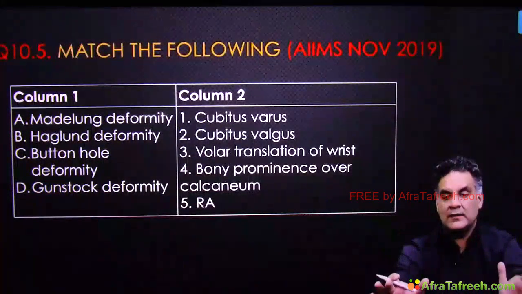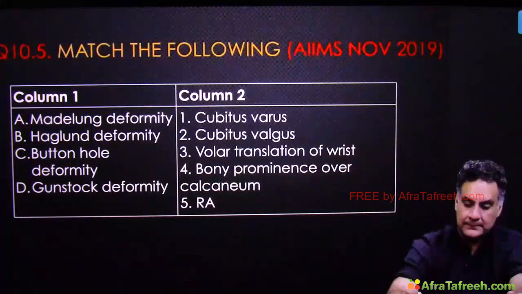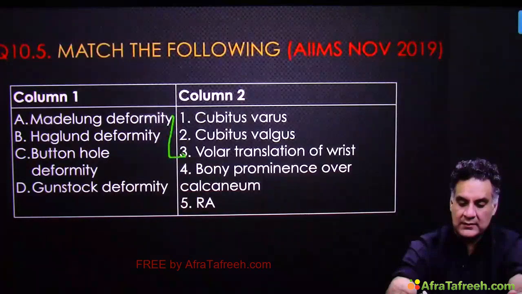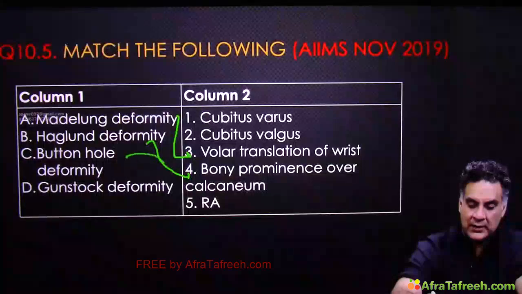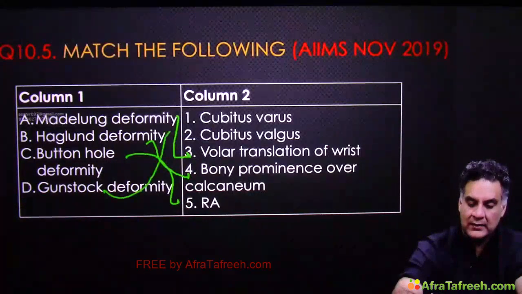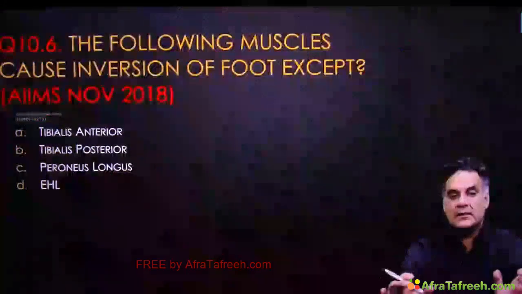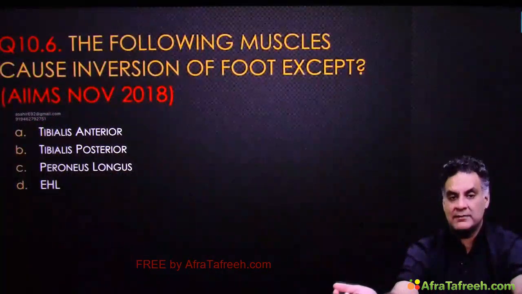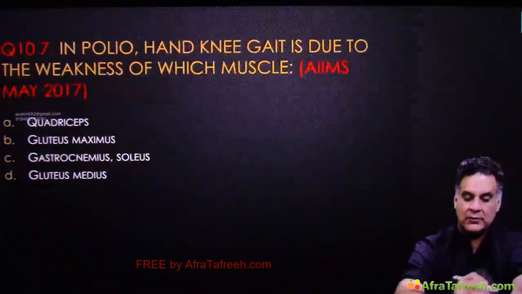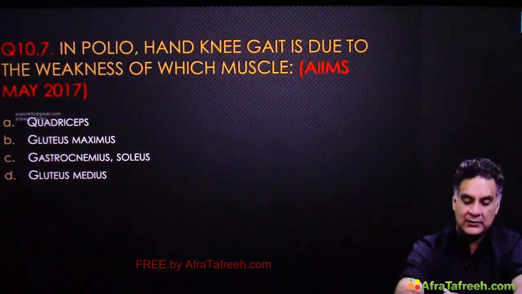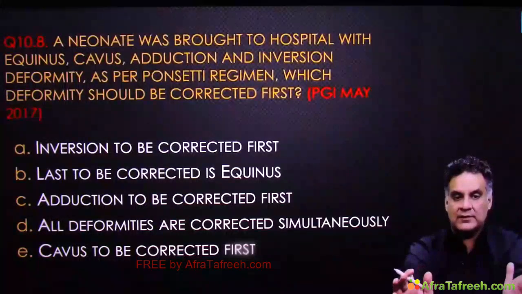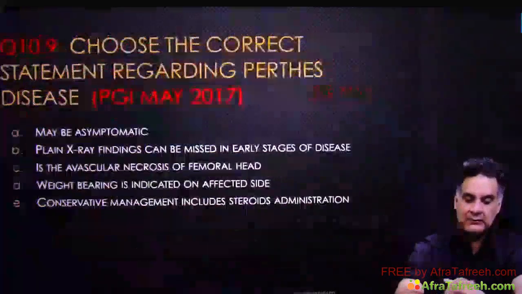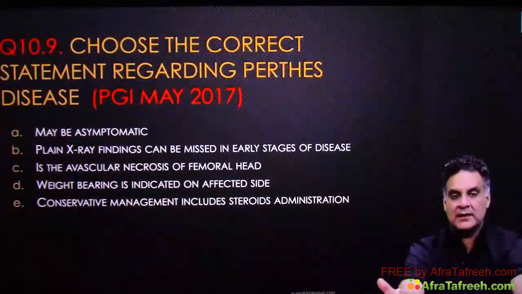Match the following. Madelung deformity: volar translation of the wrist. Haglund deformity: bony prominence of the calcaneum. Buttonhole deformity: seen in rheumatoid arthritis. Gunstock deformity: cubitus varus. The following muscles cause inversion of foot except peroneus; peroneals are everters, they won't cause inversion. Polio high knee gait is due to paralysis of quadriceps. A neonate was brought to the hospital. Which deformity should be corrected first? Cavus; the mnemonic is CAVE.